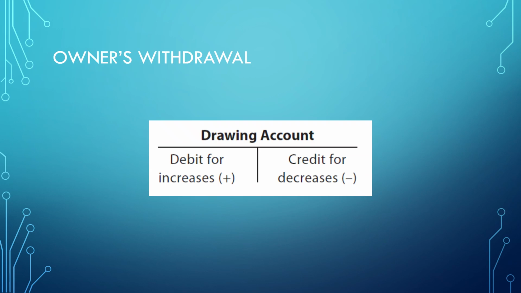Now let's proceed to owner's withdrawal. Remember that the drawing account or the withdrawal or personal account is a reduction to owner's equity. So just like expense, it is an opposite of owner's equity or capital account, right? So if capital is on the credit normally, then this drawing account would normally be on the debit side. And this will also be its normal and increased side. So its opposite side will be the credit and it is its decreased side.